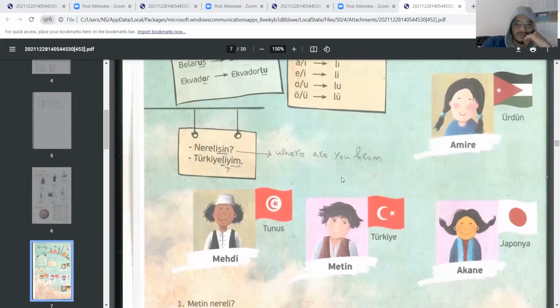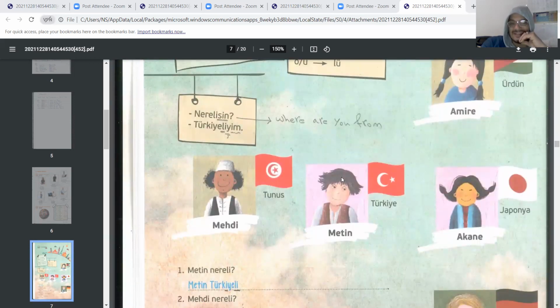Now let's talk about Nerelisin. Türkiye'leyim. Türkiye, L and delta. Le, the protect letter. And after that, my pronoun. To be Türkiye'leyim. Türkiye'leyim. Where are you from? I'm from Turkey, or I'm a Turkish citizen. We have many ways to answer this question.